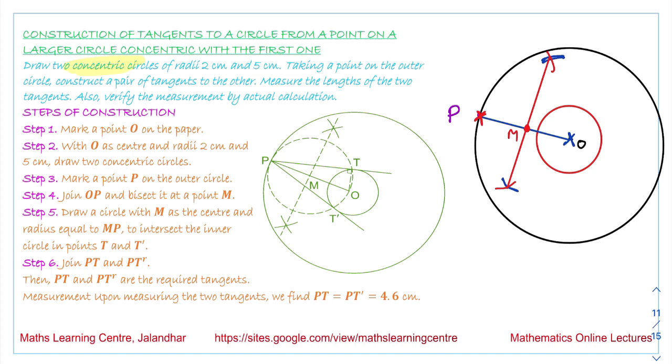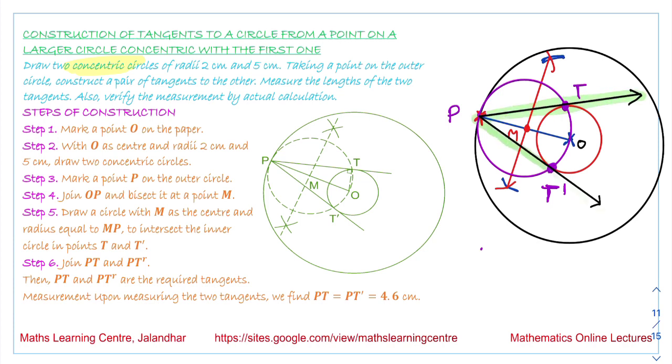Now with M as the center and MP or MO as the radius, we are going to draw a circle over here, and the points where this circle intersects the smaller circle, we are naming this point as T, and this point over here is T dash. Now we join this point P and T. We join this point P and T dash, and these are the two required tangents. This PT and PT dash are the two required tangents.